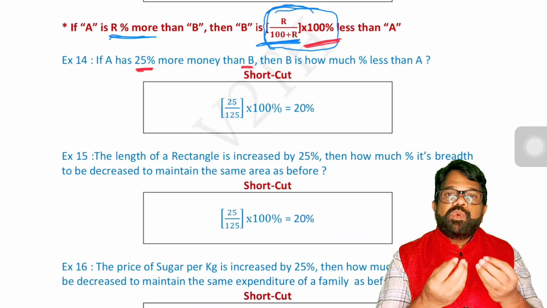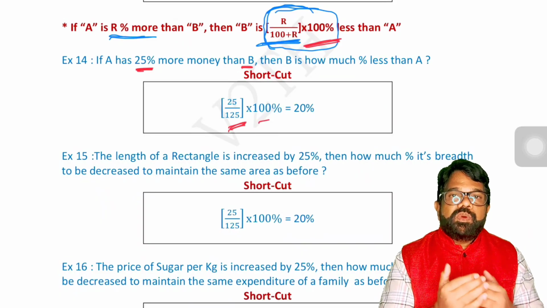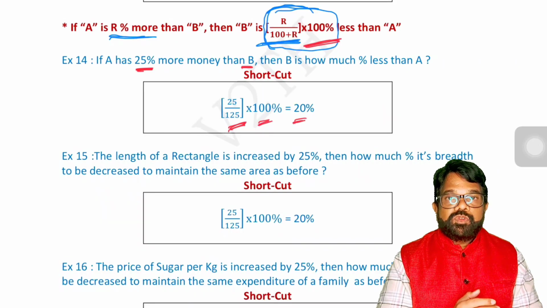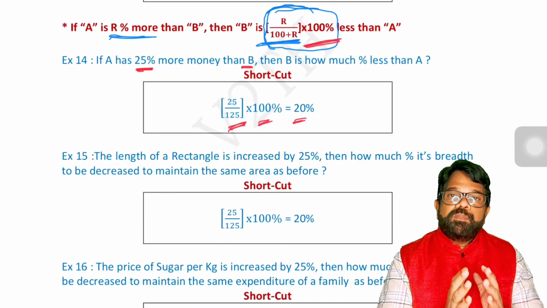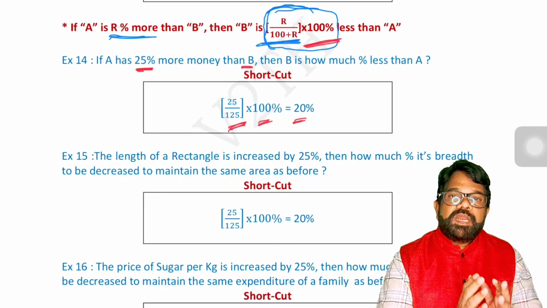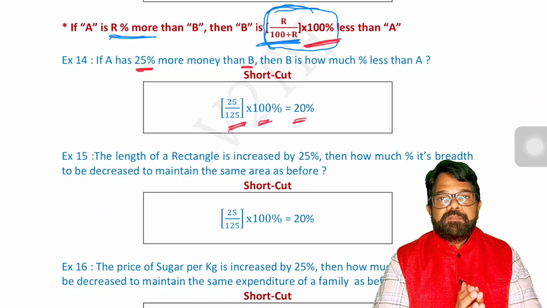So R value is here 25. 25 by 125 into 100. 25 5s gets cancelled, 5 20s gets cancelled. So 20%. So A is 25% more than B. B is how much percent less than A? Only 20% less than A.